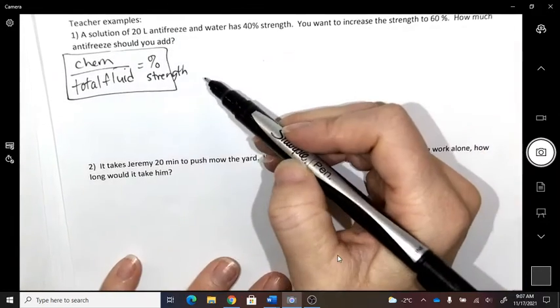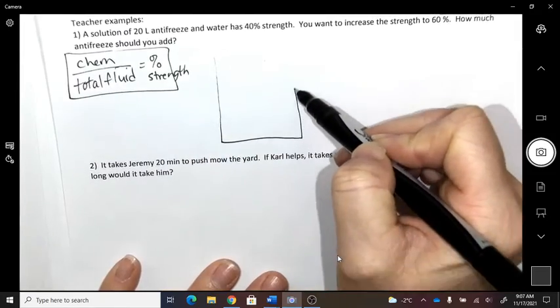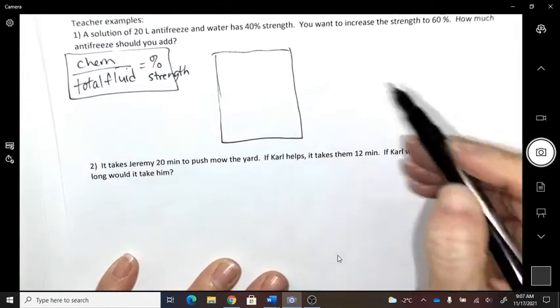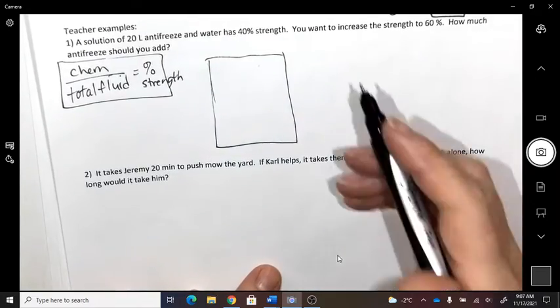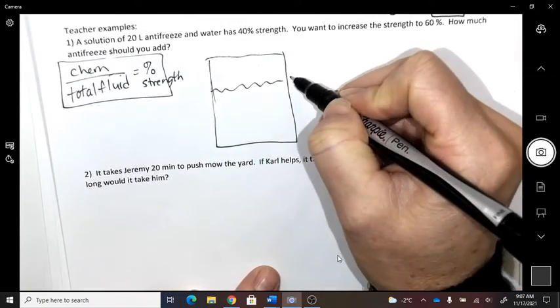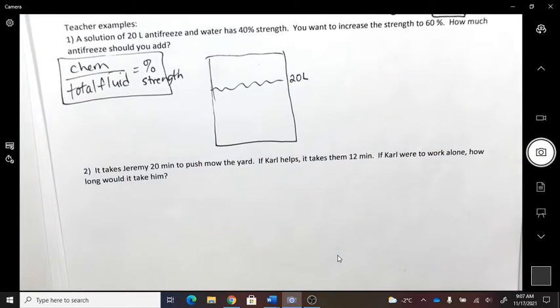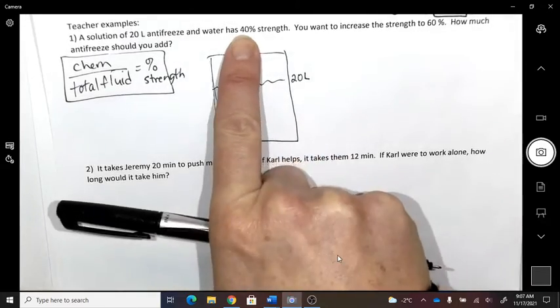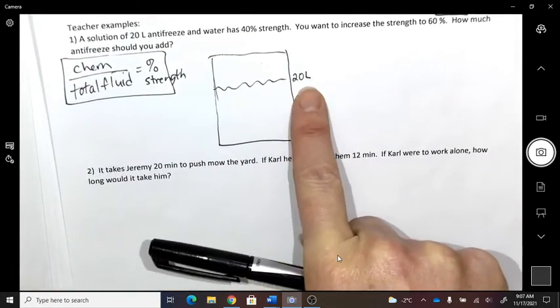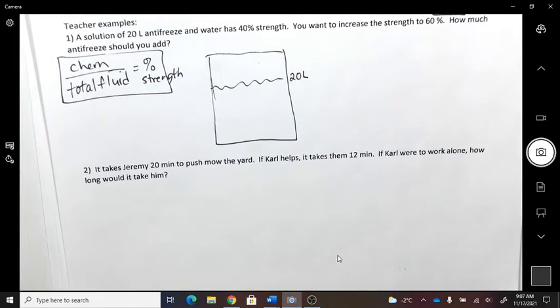Okay, so here's what's happening. I have a jug, and right now there's 20 liters inside this jug. There's 20 liters of fluid in there. 40% of this fluid is antifreeze. So right now, how much antifreeze is in there?